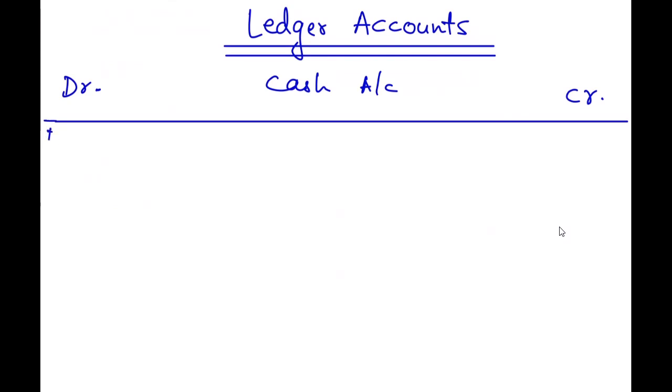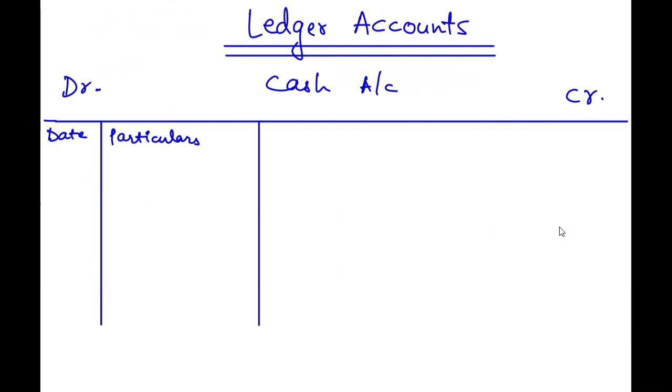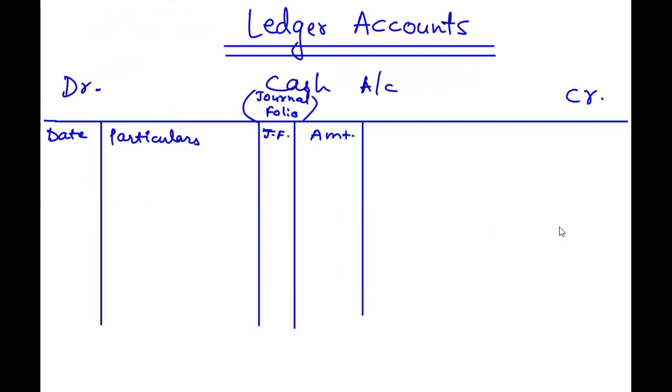See, there would be one column for date. Then we have a column for particulars. Then we have one small column which is usually blank. That is the journal folio column. JF is journal folio, the number of the journal entry. It is used just for reference. And then we have the amount column. This completes my debit side.